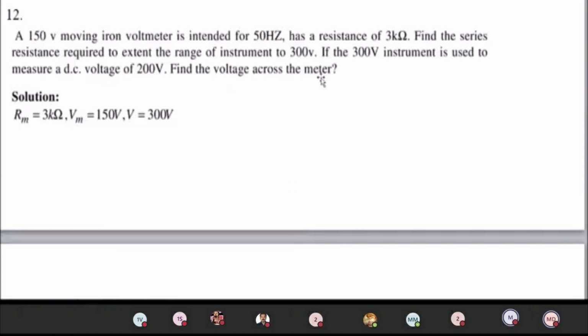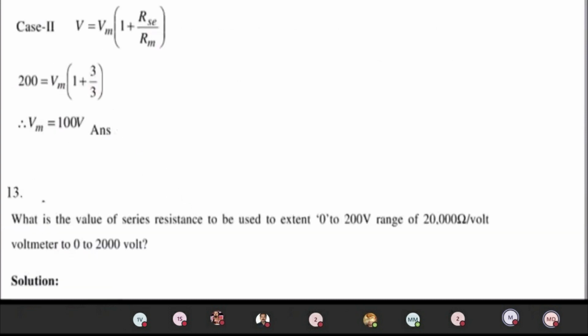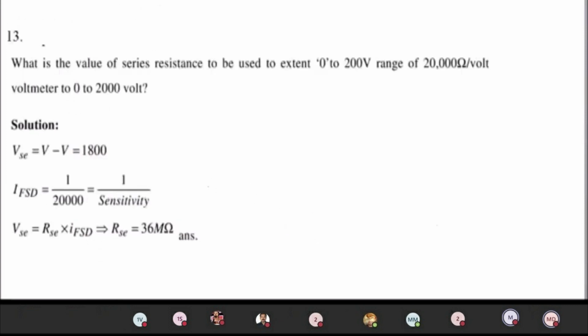So in this question, find the voltage across the meter. If the 300 volt instrument is used to measure a DC voltage of 200 volt, find the voltage across the meter. Answer is 100 volt. So like these questions you may expect more in the exam.